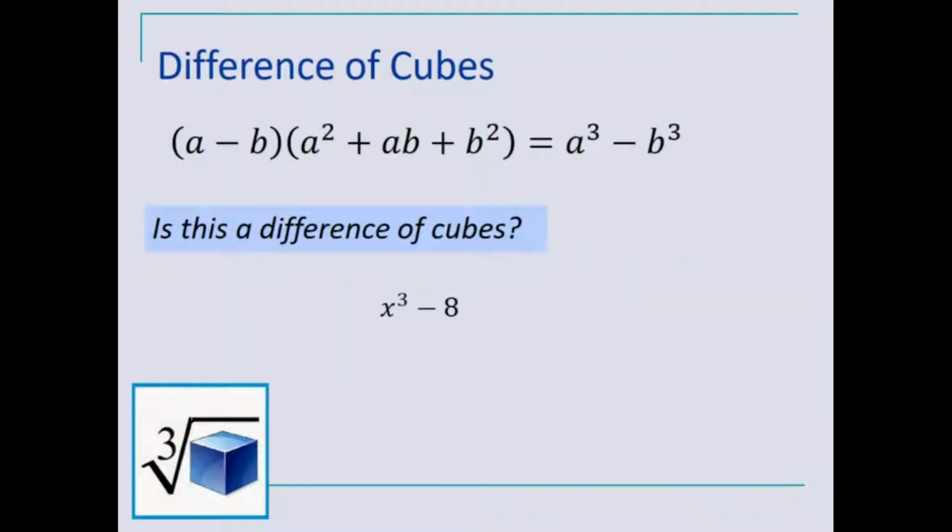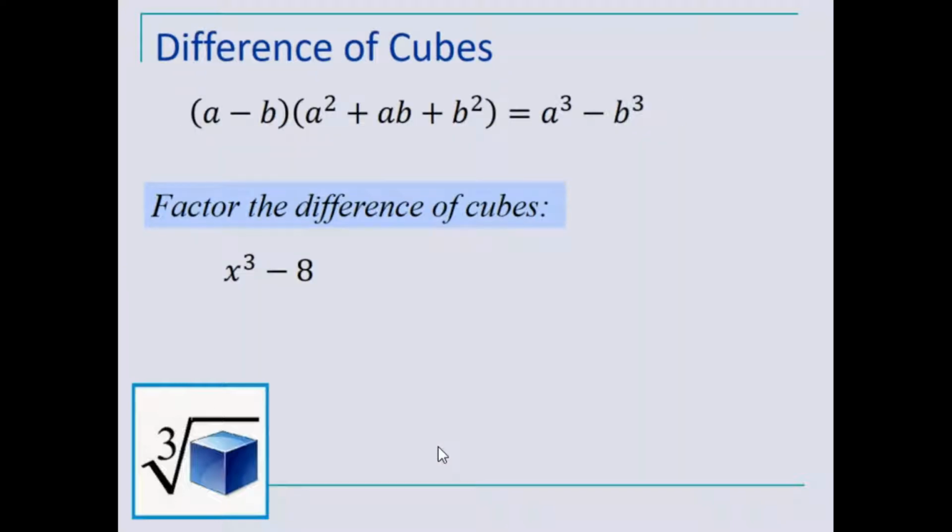So let's take a look. Is this a difference of cubes? Is the first term a perfect cube? X to the third power. Is 8 a perfect cube? Since 2 to the third power is equivalent to 8, we do have a difference of cubes.